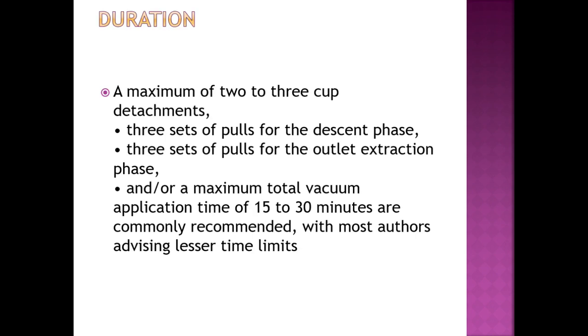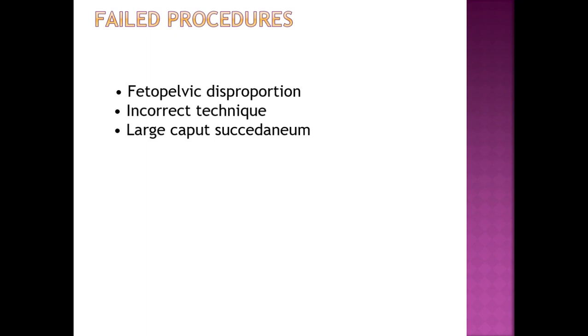For the duration of application, a maximum of 2 to 3 cup detachments, 3 sets of pulls for the descent phase, 3 sets of pulls for the outlet extraction phase, and a maximum total vacuum application time of 15 to 30 minutes are commonly recommended, with most authors advising lesser time limits to decrease injury to the maternal or fetal tissue. When do we say it's a failed procedure? When cephalopelvic disproportion is evident, incorrect technique, and large.